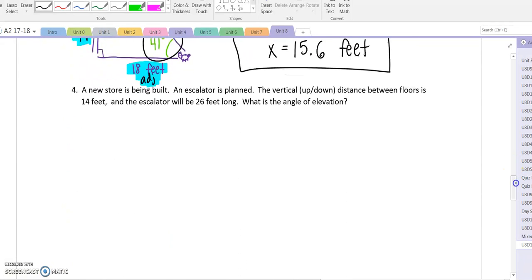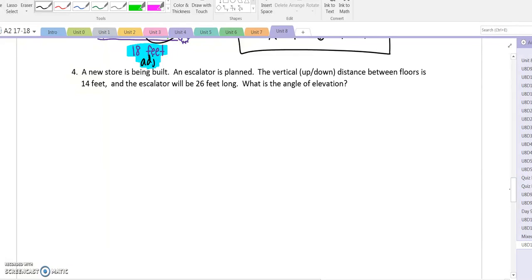All right, one more. I'm going to set it up, and then I want you to try and pause the video, see if you can finish solving it, and then you can check your answer when you're done. Okay, so a new store is being built. An escalator is planned. Remember, escalator, it's moving stairs. Okay, that's what an escalator is. So we can kind of draw a picture here, maybe, if you really want to.